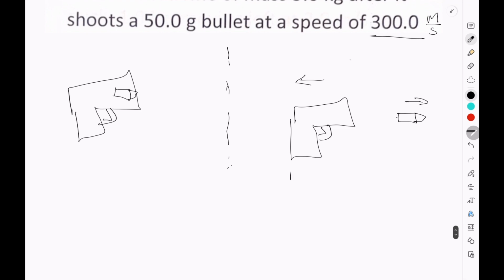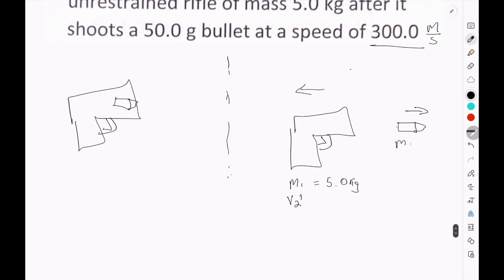The information we're given is the mass of the gun, which is 5.0 kgs. We're not given its velocity, but we are given the mass of the bullet, which we're going to call m2, which is 50 grams, which is 0.05 kilograms. And we're given its velocity as well, which is 300 meters per second. We know that initially the gun starts at rest, and we also know that the bullet starts at rest.